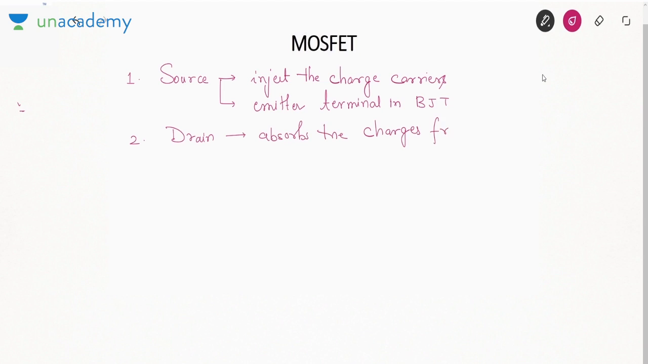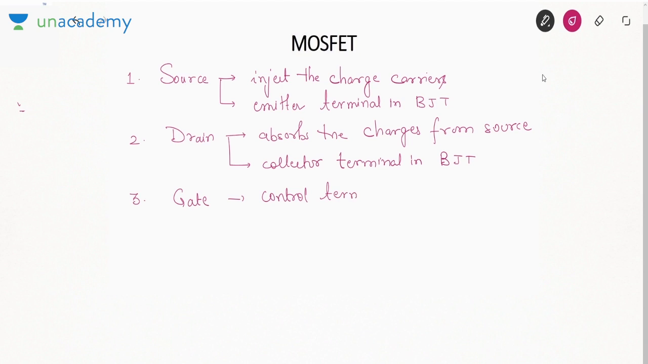Which charge carriers? Which are coming from the source. The purpose of the drain, or the working of the drain, is similar to the collector terminal in a BJT. And the third terminal is called the gate terminal. This is the control terminal. In what way is it the control terminal?